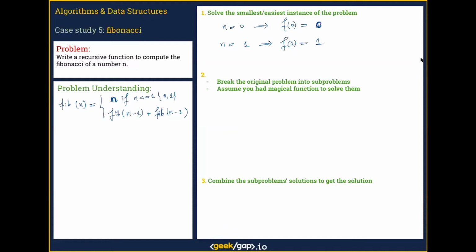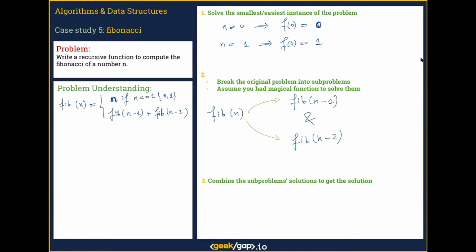So we know by definition of the problem that in order to solve fib of n, we need to solve both fib of n minus 1 and fib of n minus 2. That's how we define the problem.